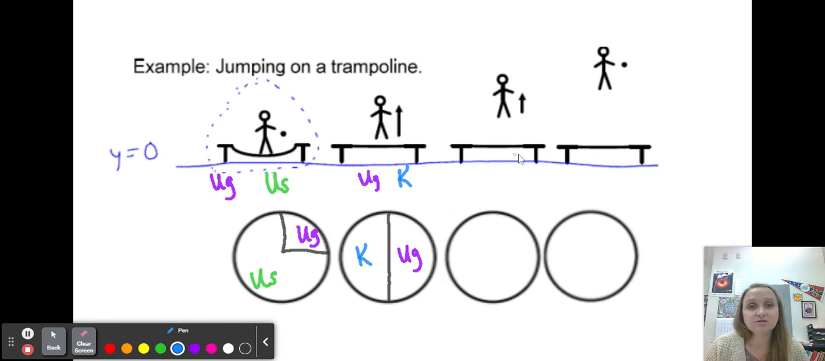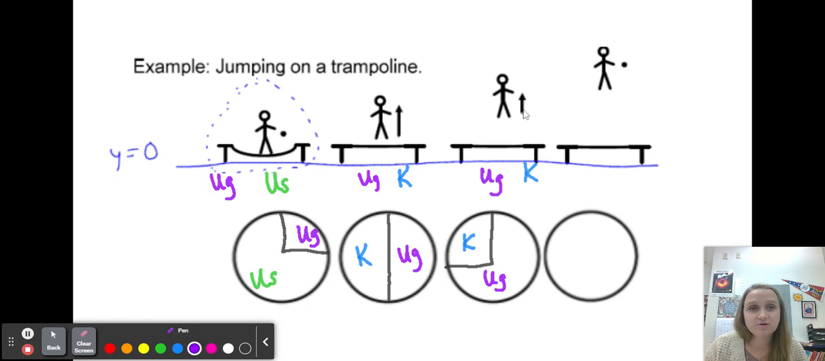Now, as my person moves up, I'm still moving because we have an arrow to represent motion, and I still have gravitational energy. But as I'm moving up, my gravitational is going to increase and that kinetic is going to decrease because my object's slowing down. The slower it's moving, the less kinetic energy it's going to have. So I'm going to show that the gravitational is increasing, more and more gravitational energy, but the kinetic energy decreased, so it's going to be smaller.